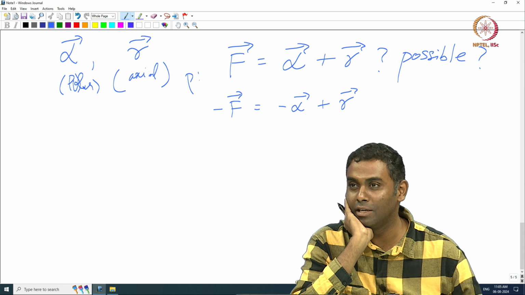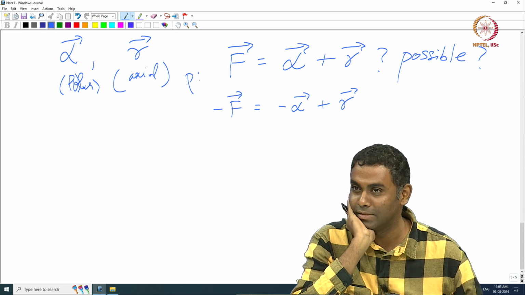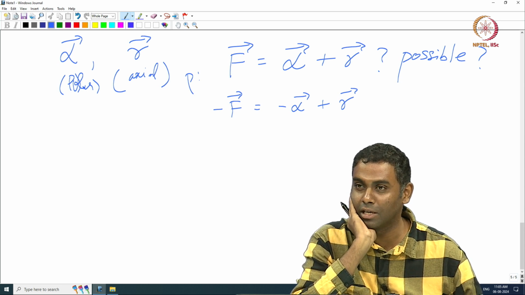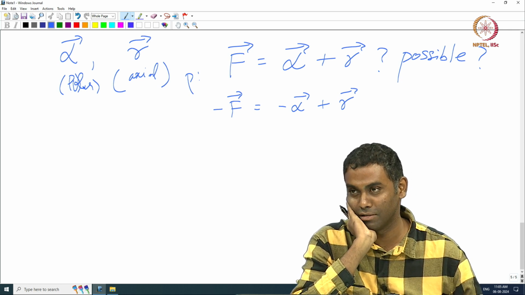Okay, so this is perfectly legitimate. It just means that the force is still there. The force is just looking different in a mirror. That's it. It's psychologically very troublesome that the world can look different in a mirror, but it's completely allowed by the laws of physics.